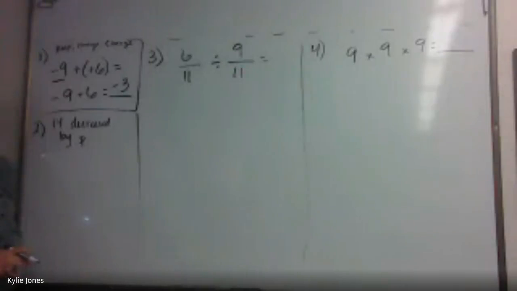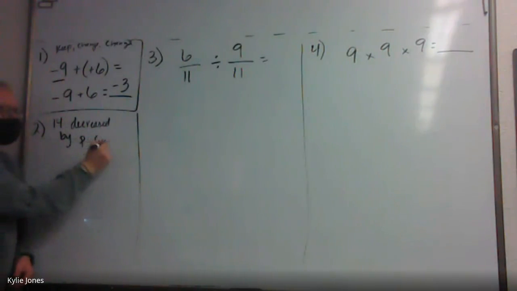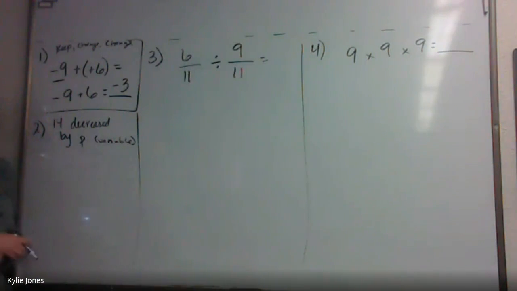Number 2, we need to write an algebraic expression where the number 14 is decreased by p, which is our variable, right? It's our unknown variable. So we need to take the number 14 and decrease. What does decrease mean? Down. So if we're going down, am I adding or subtracting? Subtracting. If you decrease something, you're subtracting.